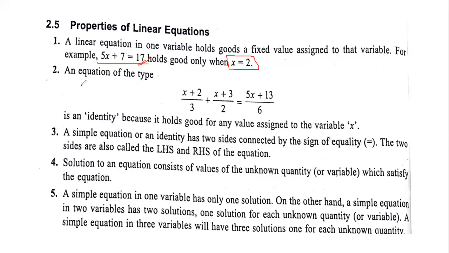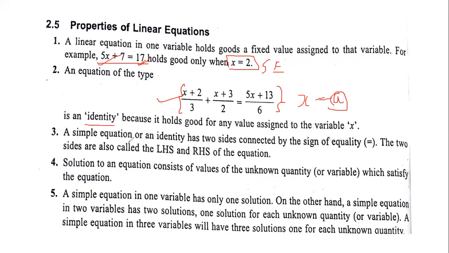Now the second point is when you have an equation of this form, then it is called an identity, because here you can assign any value for x. Next, a simple equation or an identity. Simple equation is this, and identity is such form of equations.